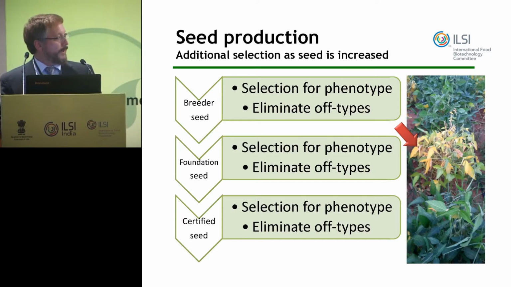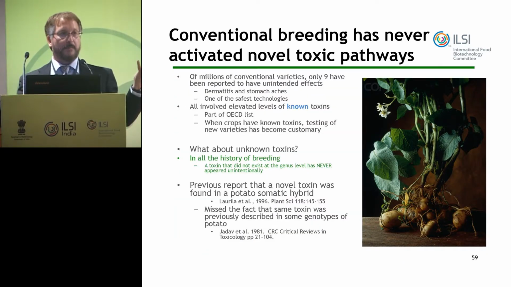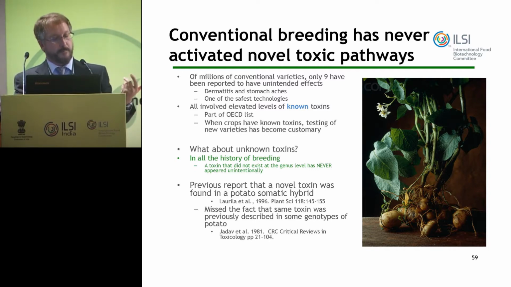Seed production, all Western countries, the breeder has a small bit of seed, and that's planted under very controlled conditions, and then that's harvested and planted again to produce certified seed that is sold to the farmers. And at every stage of the way, anytime a plant looks off, it's thrown out. So one is the process that is built to eliminate unintended changes, whether they come from conventional or GM breeding.